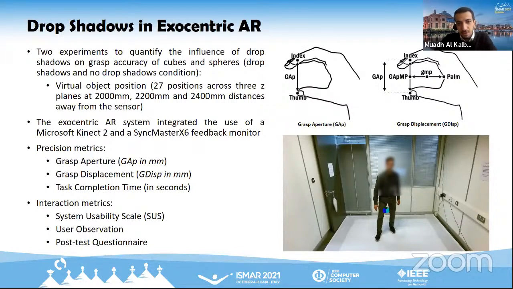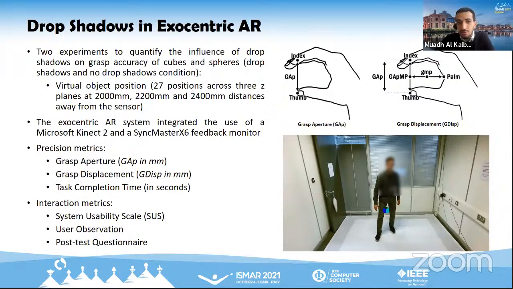And by finding out the grasp middle point, we can calculate the distance between the grasp middle point and the middle point of the virtual object. That way, using these 2 metrics, we have information regarding the size of the hand opening. So that's using the grasp aperture. And then we have information regarding the position of the grasp in relationship to the virtual object using the grasp displacement.